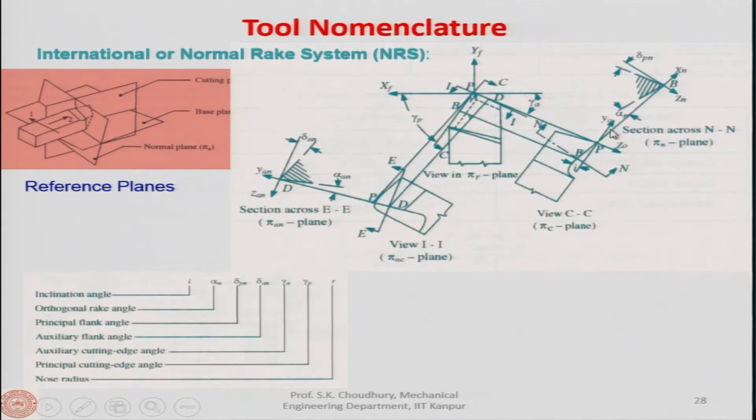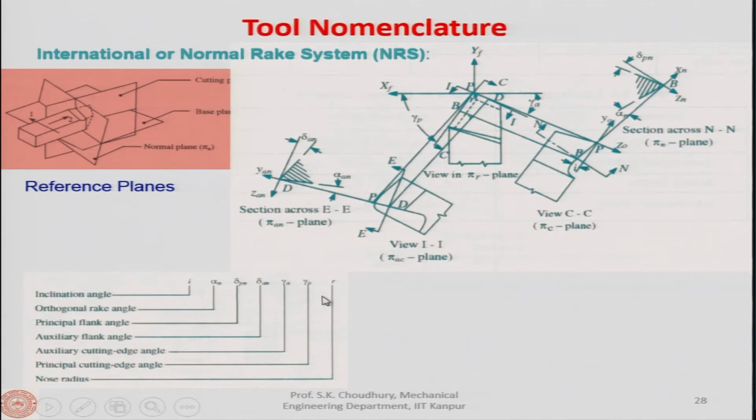This is called the normal plane because this is the cutting plane and perpendicular to the cutting plane will be the normal plane here. Because this is perpendicular to the cutting edge particularly, that we have to mention. That is the difference, as I said, between the normal plane and the orthogonal plane.